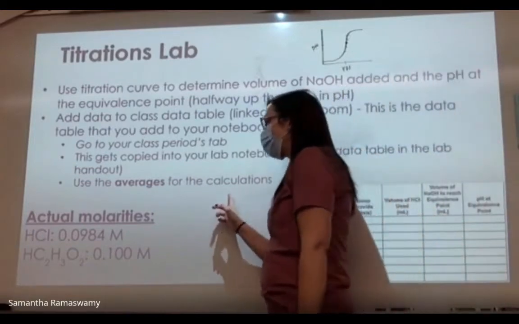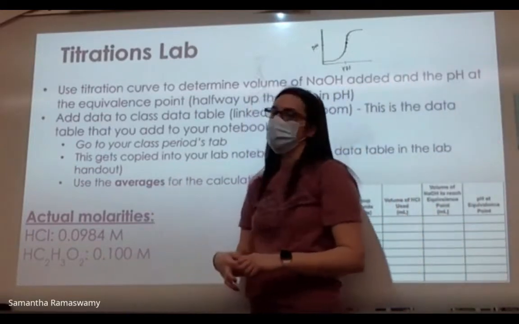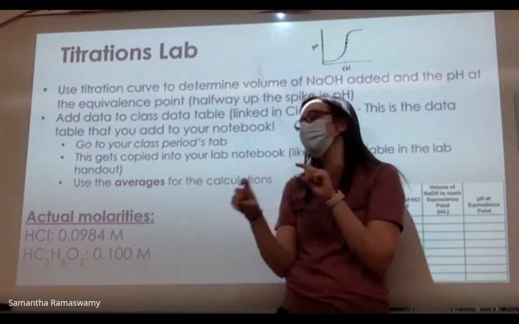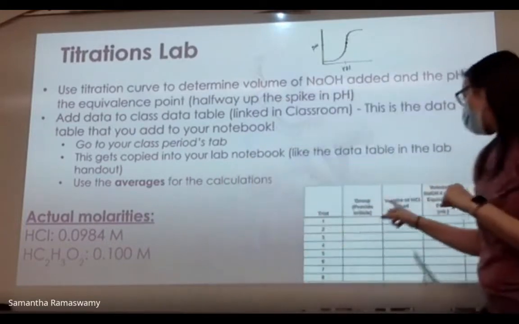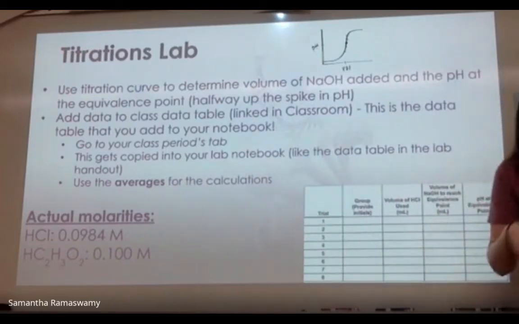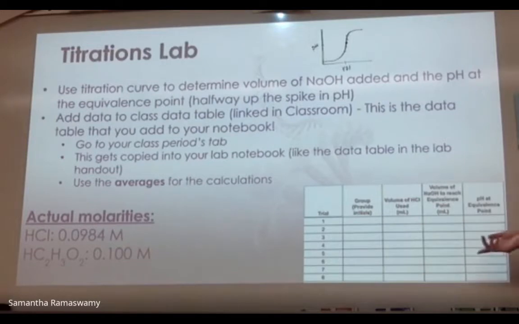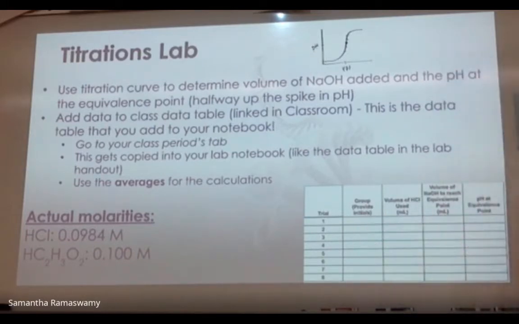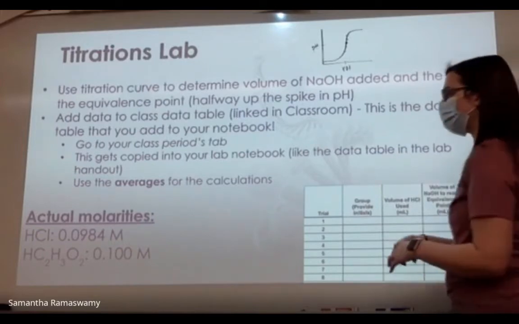Remember, for the calculations, you want to use the averages. So the point of the bottom row of the data table, it says average, is to average all of the values. Because the more trials you have, right, the more precise your data can be. So you're going to take averages of each of those, and you want to use the averages for the calculations. And the calculations are, what's the molarity of each? What's the moles? All right, so things that we've looked at before.